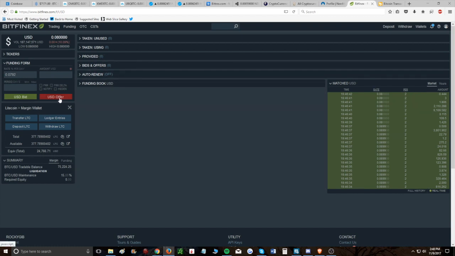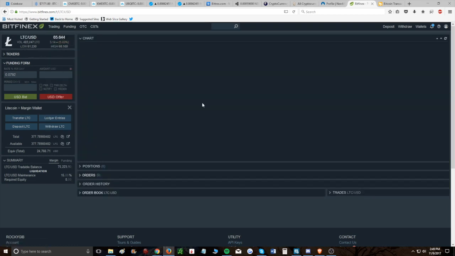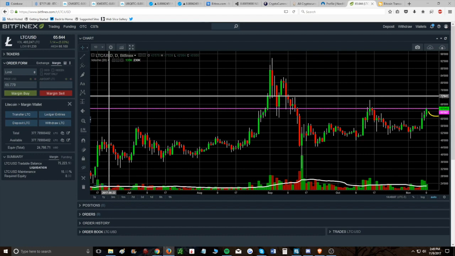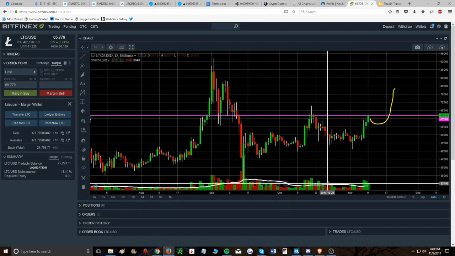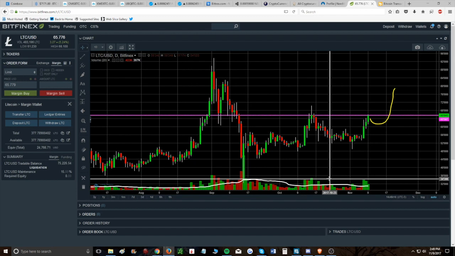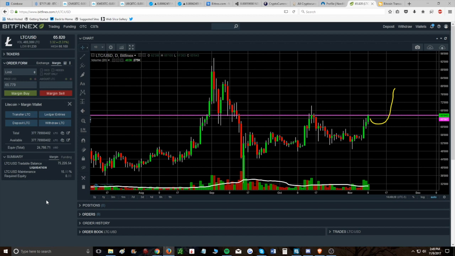Okay, just completely scratch what I just said. So wrapping up here at Bitfinex, again, this is not open to USD, or this is not open. Okay, cut.